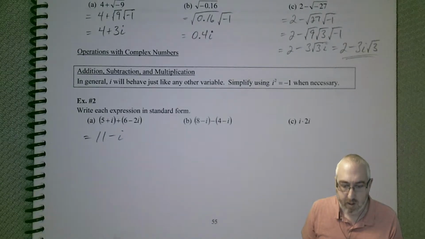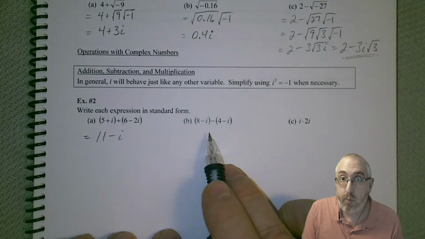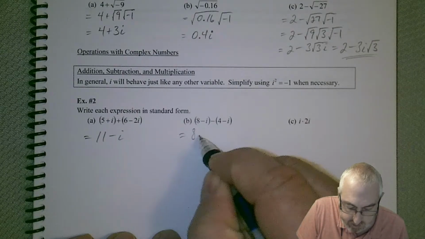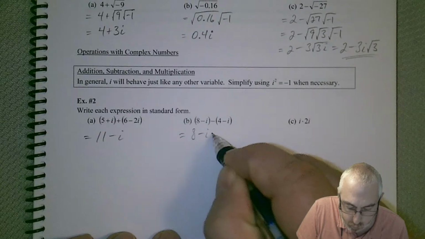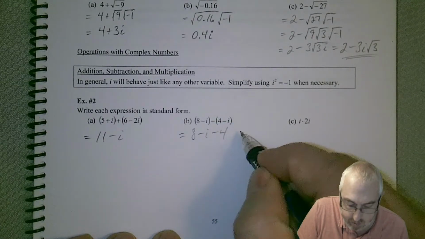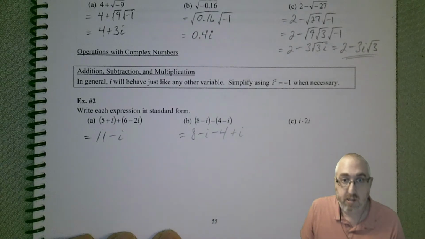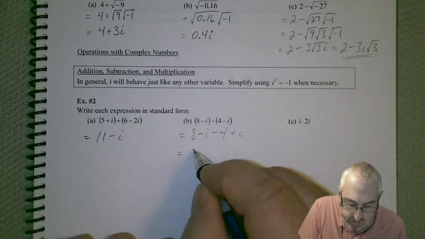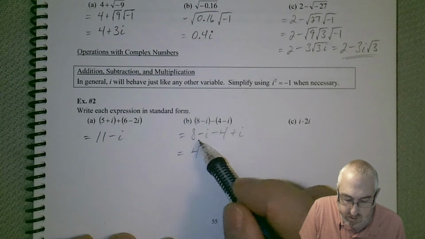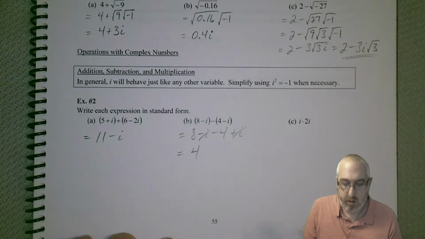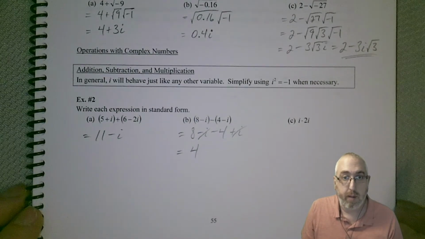Nothing to it. Same idea when it's subtraction. Now, to be absolutely safe, we could remove the parentheses first and distribute that negative in. So we would get something like that. And now we can combine like terms just like before, but you see that the i's are going to cancel out. So all you're left with is just a real number 4.